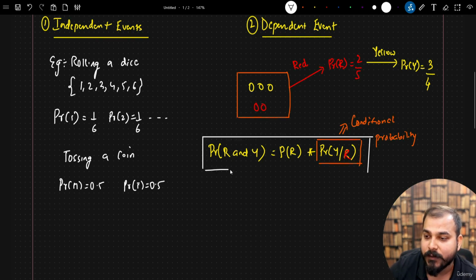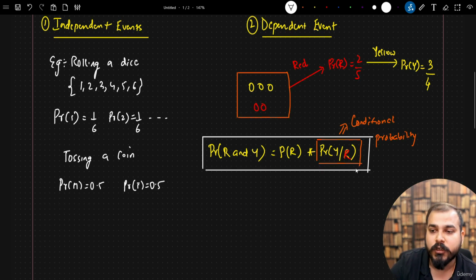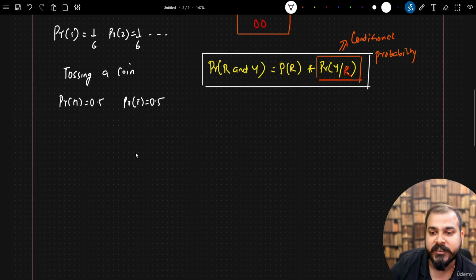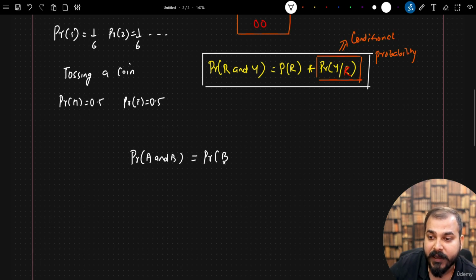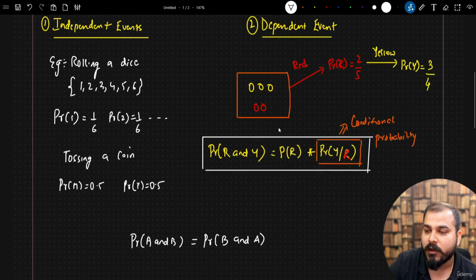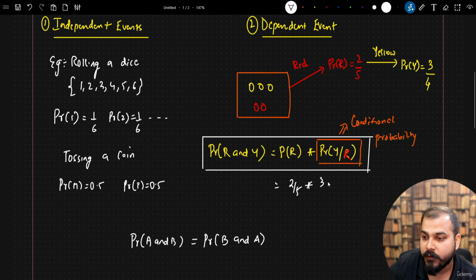So this is the equation that we have derived for a dependent event, because one event is impacting the other event. Now I'll write it in a very generic format. Let's consider probability of A and B. I can also write this as probability of B and A, because both are commutative. If I calculate the probability of red and yellow, it is nothing but 2 by 5 multiplied by 3 by 4.